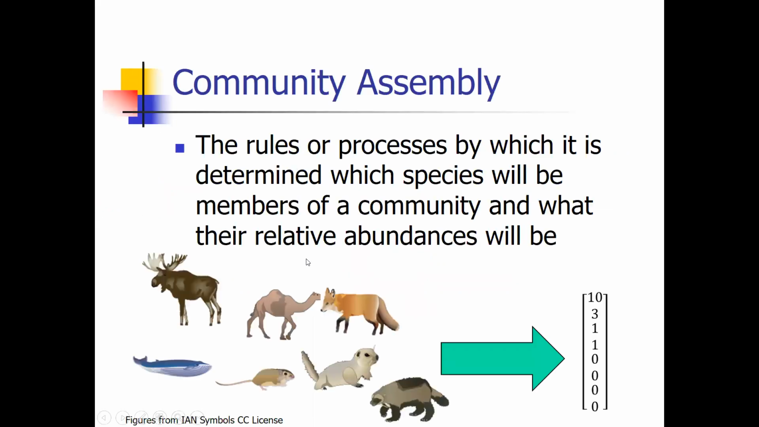So I'm going to talk about the idea of community assembly, which I'm going to define as the rules or processes by which it is determined which species will be members of a community, how many species, and what the relative abundances will be. I would argue that this is the core challenge of community ecology. Given a list of species and traits and anything you know about species individually, can you predict the vector of abundances of those species in a community? So that's the project I'm taking on.